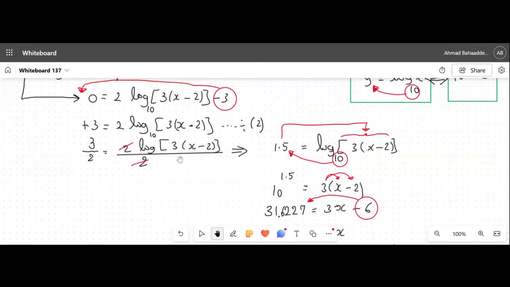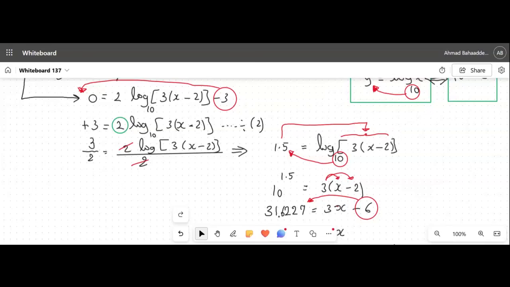Now I am going to divide both sides by the coefficient of the log, which is 2. When I divide by 2, I cancel out the 2. I get this equation: 3 divided by 2 is 1.5, equals logarithm of (3x minus 2) for the base 10.